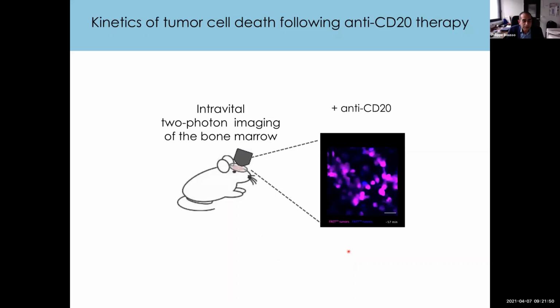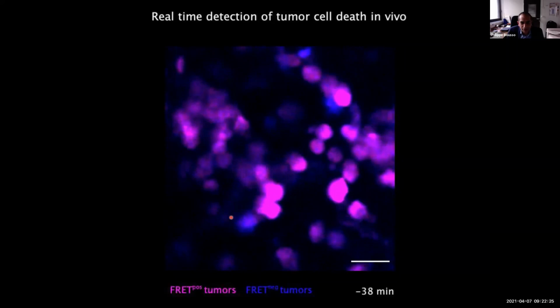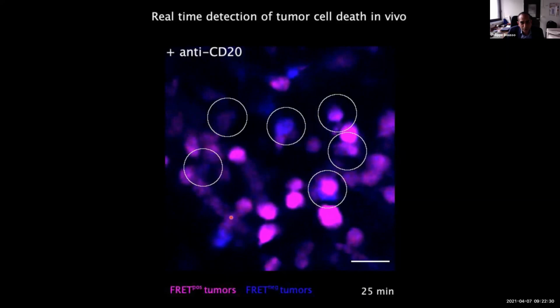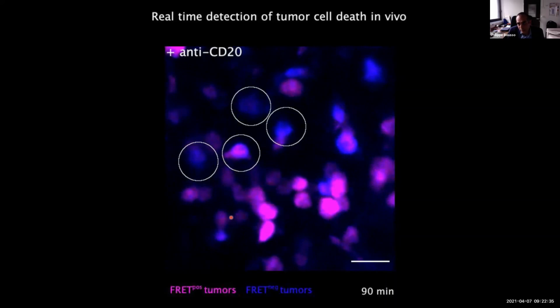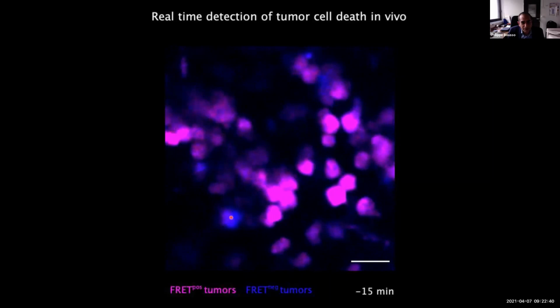So we decided to bring this strategy in vivo using intravital two-photon imaging of the bone marrow in the skull and analyzing really the early effect of the injection of the anti-CD20 antibody. You will see the movie starts typically an hour before we inject the antibody. Then we inject the antibody and we continue to record what's happening, looking for possibly a cell death event. At the beginning, nothing really happened. But after a few minutes after injection of the antibody, we start to see a lot of cells turning blue, meaning that these cells are dying. It's not all of them, but it's quite rapid.